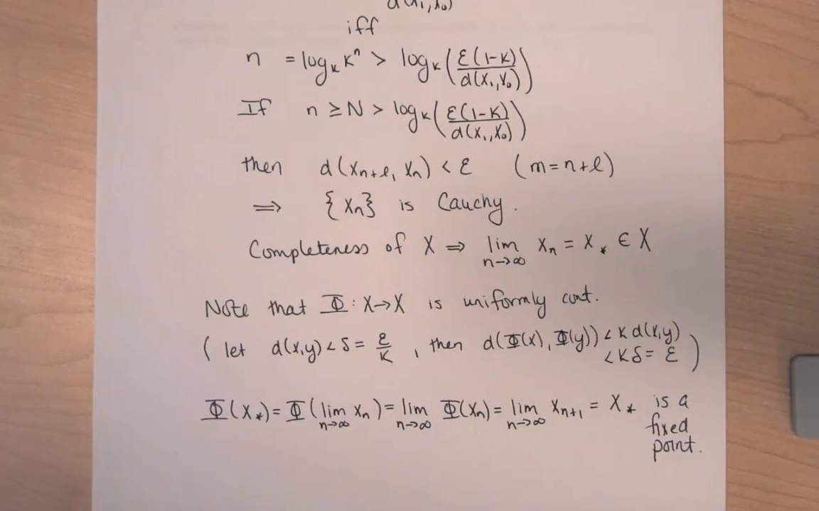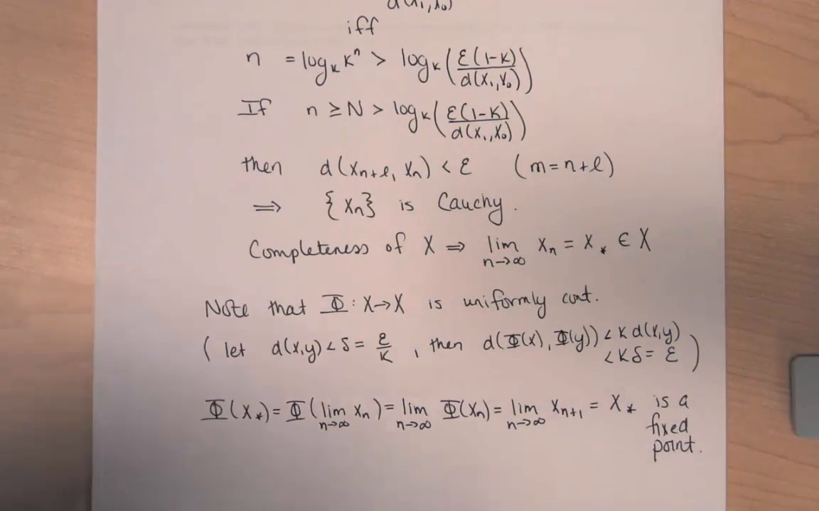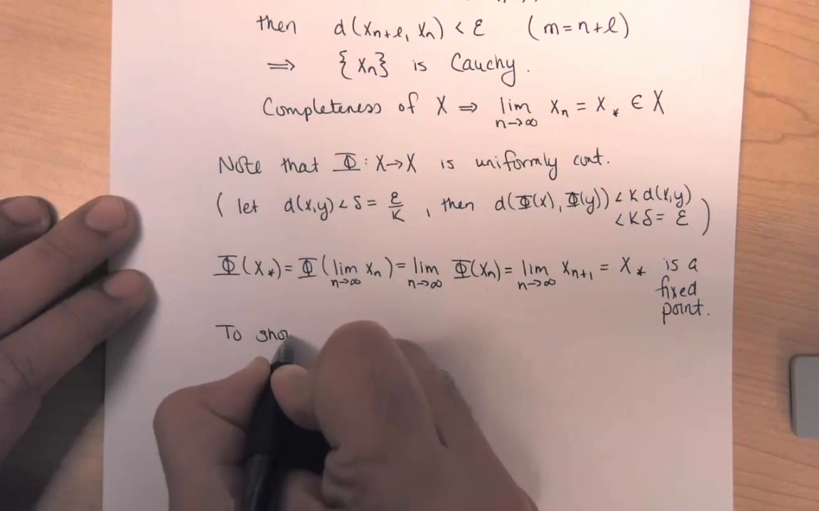Now here's an interesting question. If phi were linear, could x star be anything but 0? Intriguing question. So I've proven 2 out of 3. I've proven that my sequence converges. I've proven that the limit is a fixed point. Now I need to show uniqueness.